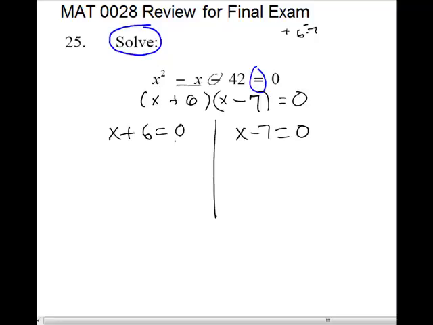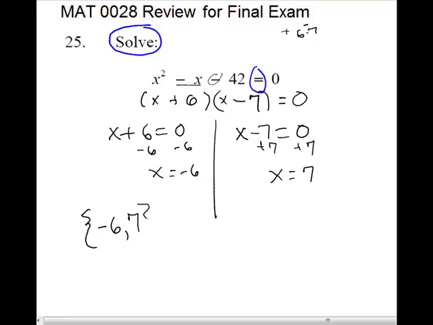And now we have linear equations where we just isolate the variable. So in the first one, we're going to subtract the 6, x equals negative 6. In the second one, we will add a 7, x equals 7. So we have two solutions. Normally we put these in solution set symbols, negative 6 and 7.